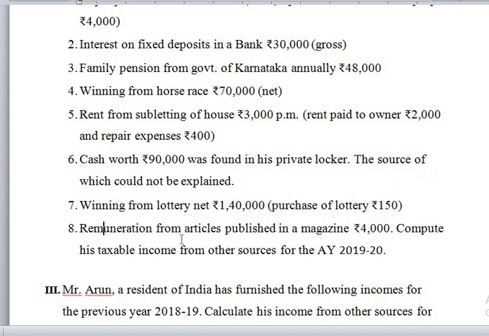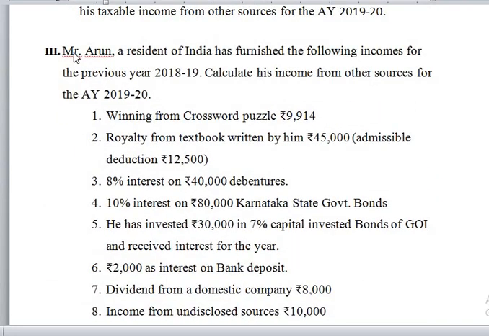The next, remuneration from articles published in magazine, rupees 4,000. It is taxable under income from other sources. Now the next, Mr. Arun, a resident of India, has furnished the following incomes for the previous year 2018-19. Calculate his income from other sources for the assessment year 2019-20.